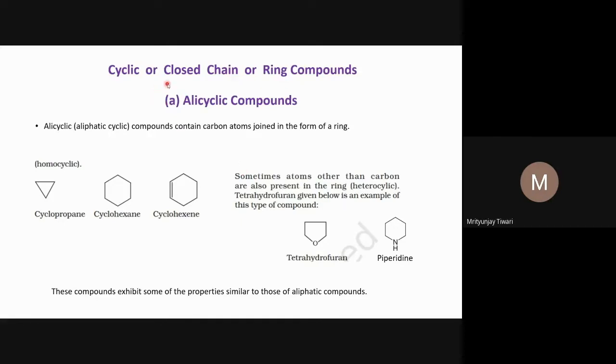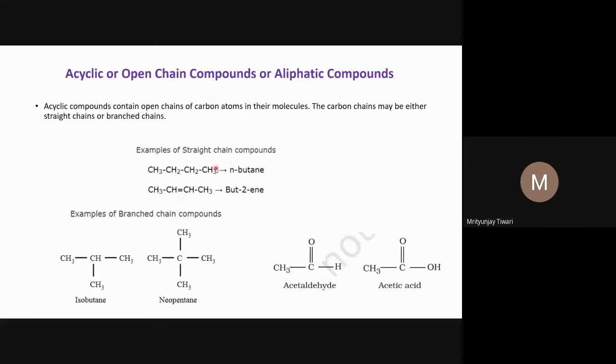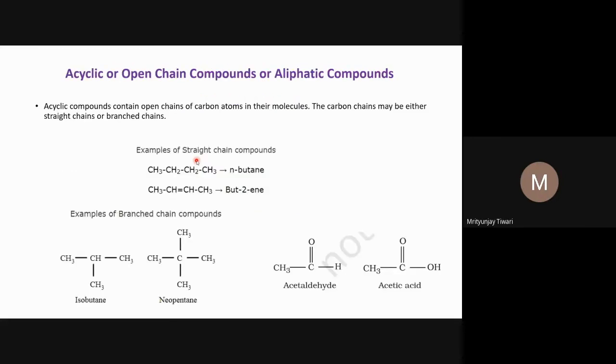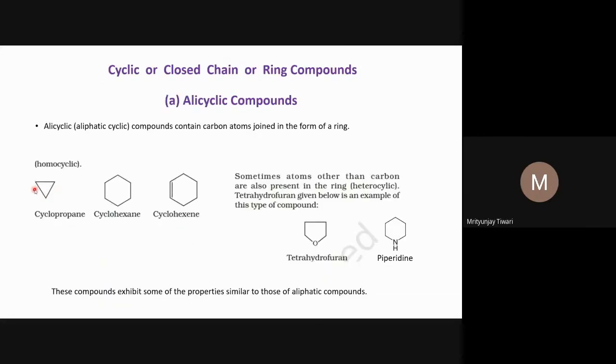Now let us look into the cyclic or closed chain or ring compounds. If you just join these two ends together, it will form a ring compound or cyclic compound. Similarly, with propane, if I join these two ends, I get cyclopropane. This is a homocyclic or carbocyclic compound. Only carbon atoms are there at each corner of the ring, and these carbon atoms will have hydrogens, because the tetravalency of carbon should be completed. So these are all carbocyclic or homocyclic compounds.